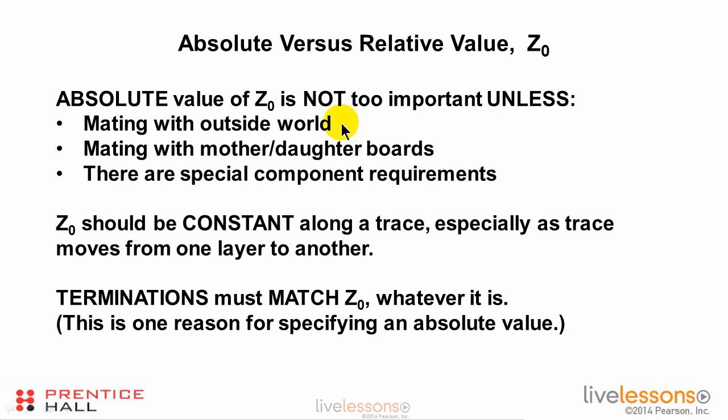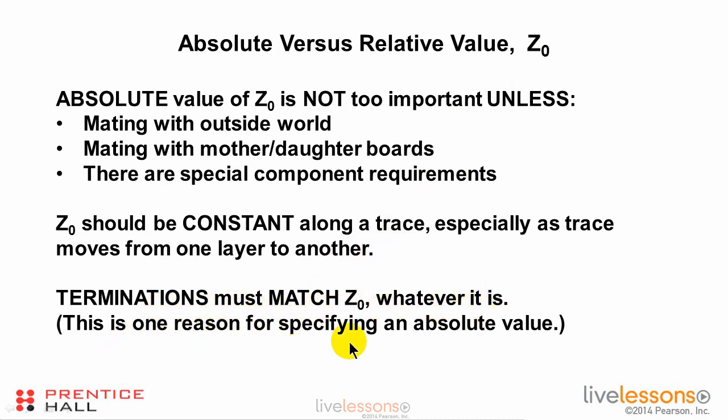And interestingly enough, some of our customers understood that and some didn't. Some of our customers said, this is video, all traces have to be 75 ohms, period. And other customers understood that, yeah, the traces that connect to the connectors have to be 75 ohm traces, but, you know, UltraCAD, you're free to design the rest of the traces the way you want to. But again, the guiding rule is that Z0 must be constant along the trace, and especially as a trace moves from one layer to another. So whatever Z0 is, it has to be constant. And then the terminations have to match Z0, whatever it is.